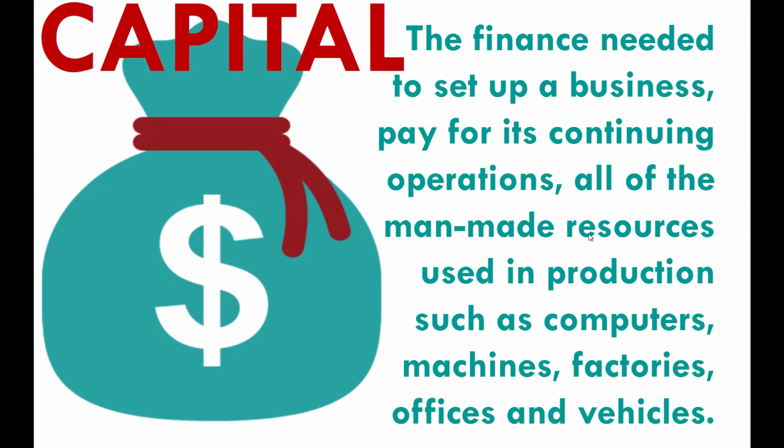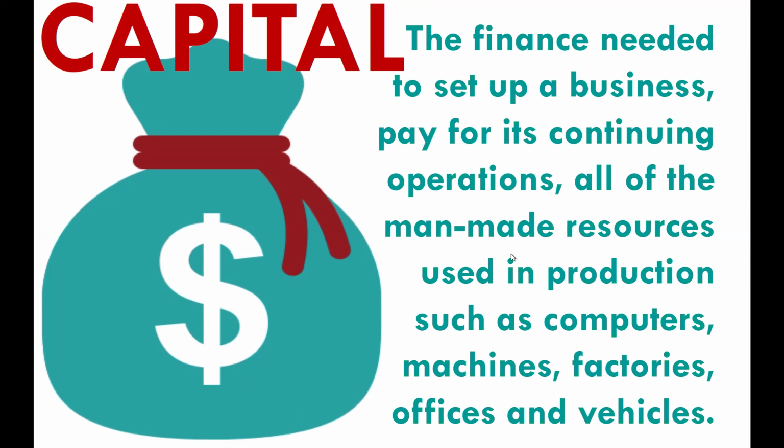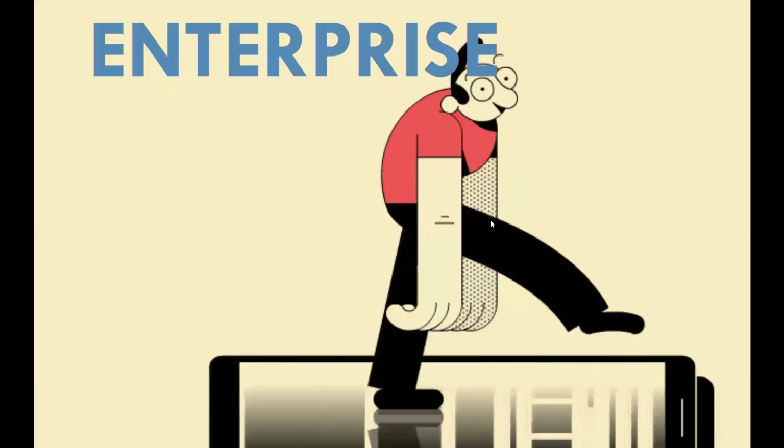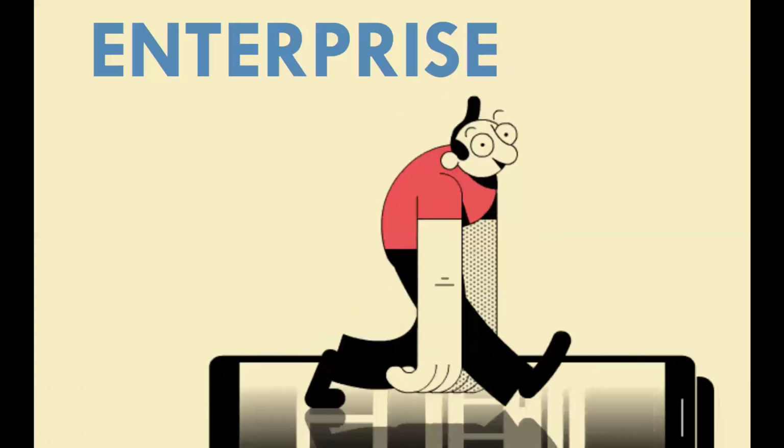We need man-made resources. We need computers. We need machines, factories, offices, vehicles. So all of these things are not for free. They come when we pay money. The last one is the enterprise.